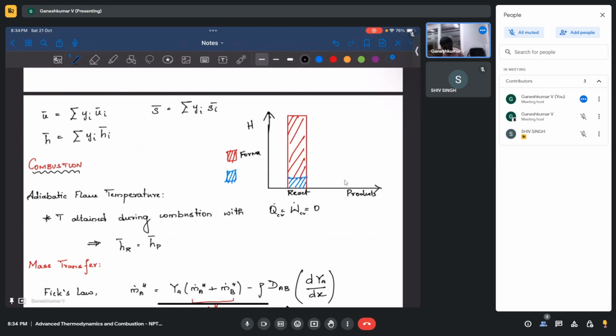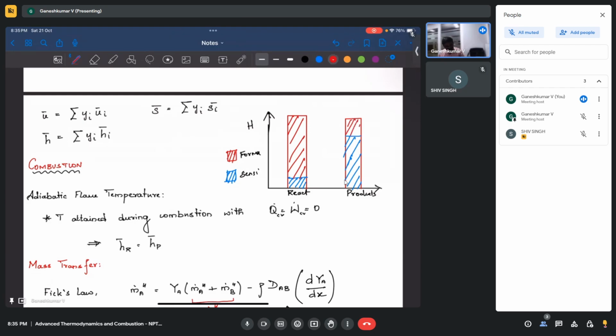Formation, this is sensible. So in reactants you will have a lot of formation and small sensible, and for products, what you did was you converted most of the formation enthalpy into sensible enthalpy. So basically, sensible enthalpy is the enthalpy which you feel, like it can be sensed. So basically, how do you sense an enthalpy? It's based on temperature, right?